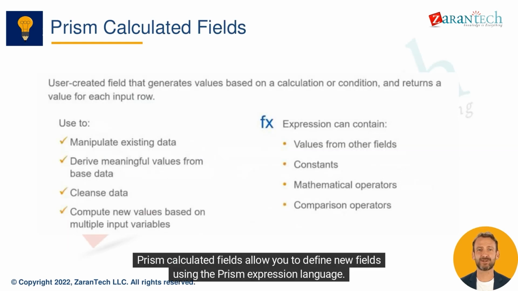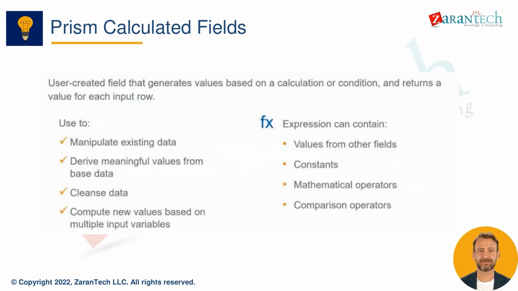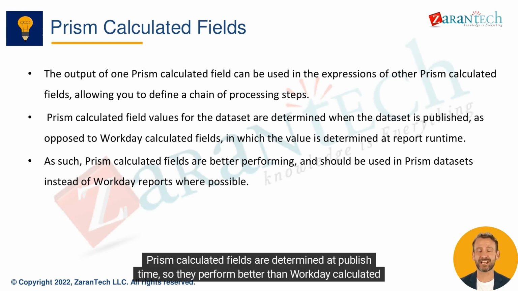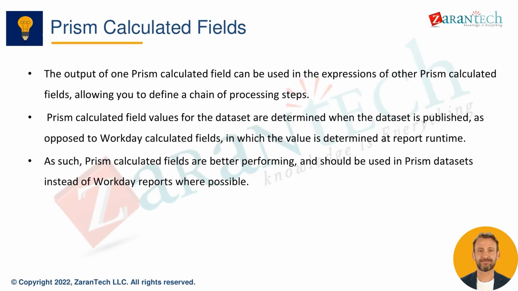Prism calculated fields allow you to define new fields using the Prism expression language. The output can be used in subsequent stages. The output of one Prism calculated field can be used in others, enabling multiple processing steps. Prism calculated fields are determined at publish time, so they perform better than Workday calculated fields. Use Prism calculated fields instead of Workday calculated fields where possible.